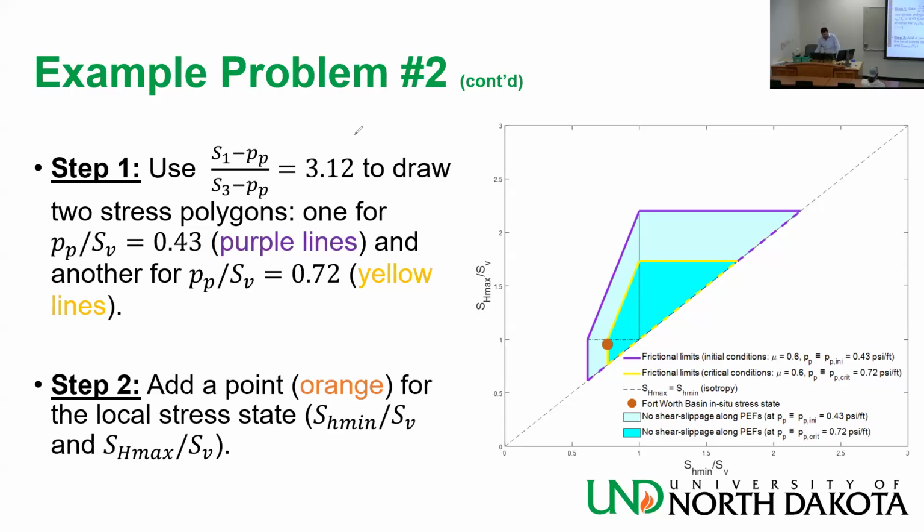So the first polygon before I start injecting is the purple one. My dot is very much within the purple polygon, right? So I'm safe. Everything is fine. But as I inject, I end up getting here. The polygon shrinks.